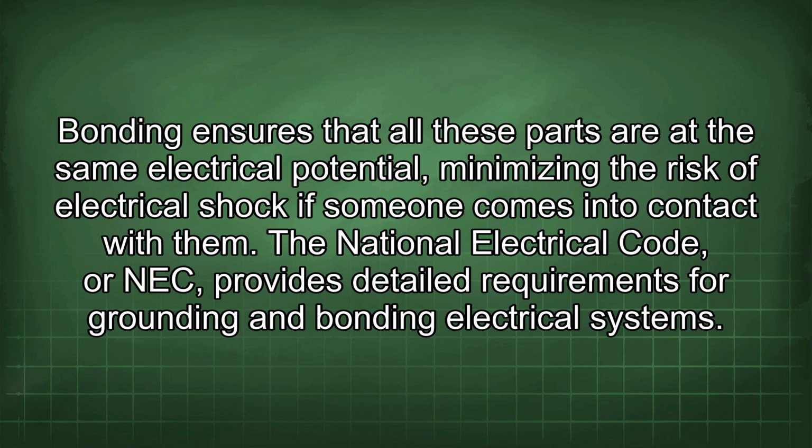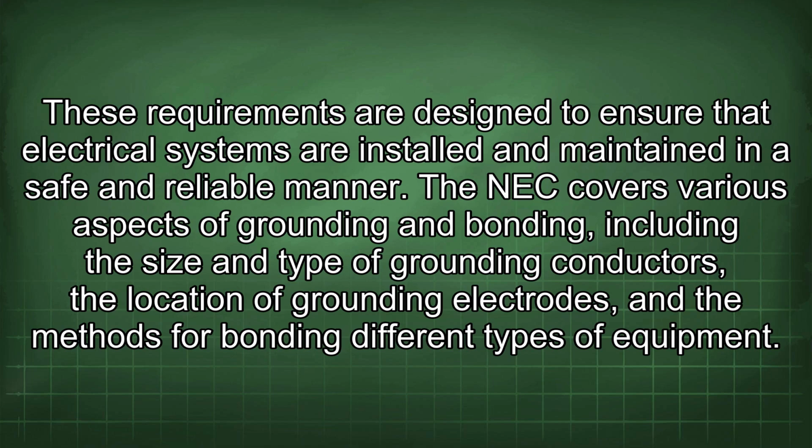The National Electrical Code, or NEC, provides detailed requirements for grounding and bonding electrical systems. These requirements are designed to ensure that electrical systems are installed and maintained in a safe and reliable manner. The NEC covers various aspects of grounding and bonding, including the size and type of grounding conductors, the location of grounding electrodes, and the methods for bonding different types of equipment.